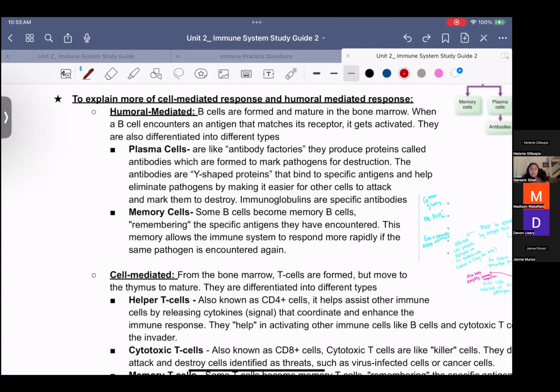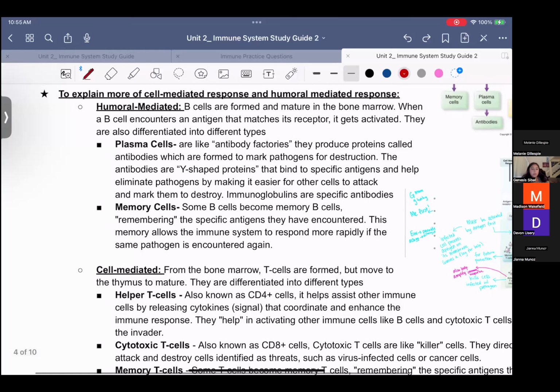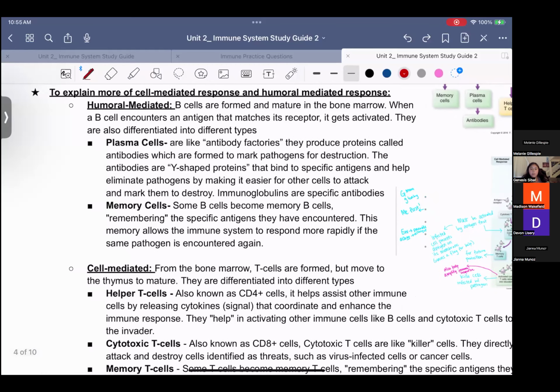B cells are formed and mature in the bone marrow. When a B cell encounters an antigen that matches its receptor, it gets activated. They differentiate into different types: plasma cells and memory cells. Plasma cells are basically antibody factories. They produce antibodies, which help mark pathogens for destruction. Antibodies label them and basically tell the T cells, hey, those need to be destroyed. They're Y-shaped proteins that bind to specific antigens and help eliminate pathogens. This also includes the immunoglobulins, like IgE, IgA, things like that.